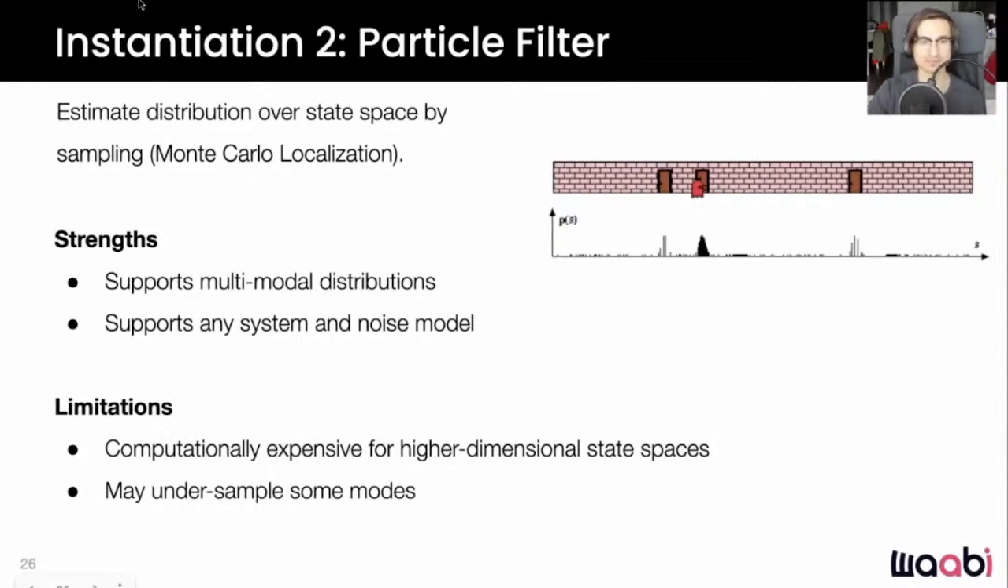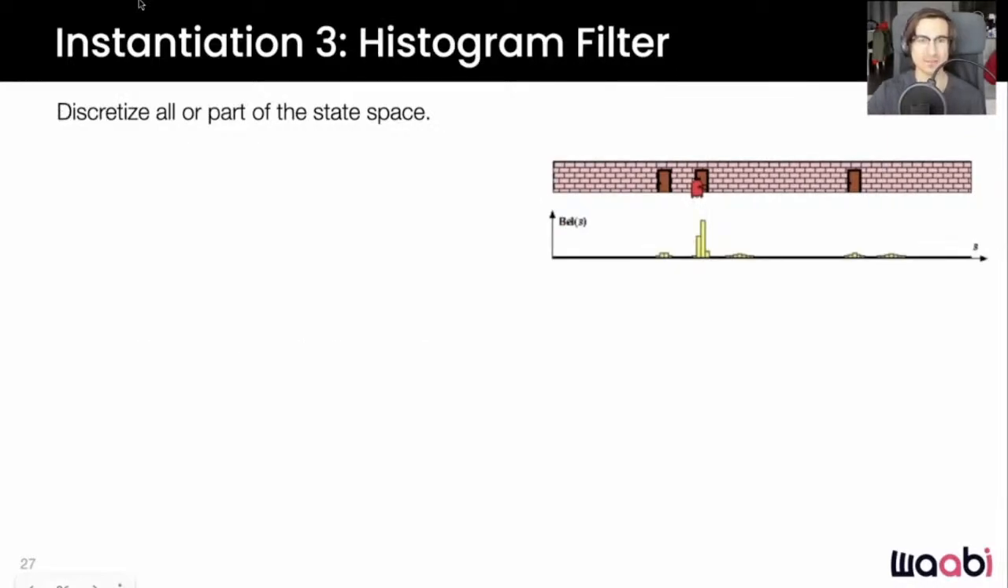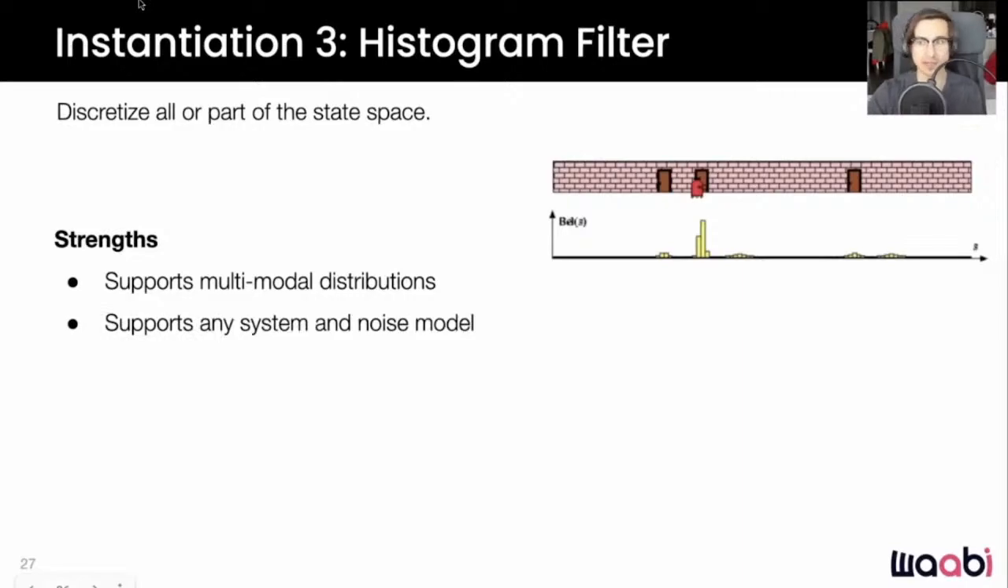Finally, histogram filters are the third option, and they simply discretize all or part of the state space into a set of cells, which essentially means that similar to particle filters, they can support any distribution over the belief space, since you're no longer bound by any sort of parametric solution. So any system and noise model can be employed. At the same time, histogram filters avoid the unimodal collapse risk that particle filters have, and essentially eliminate the need to choose the number of particles in advance, which reduces the number of hyperparameters that need to be tuned.